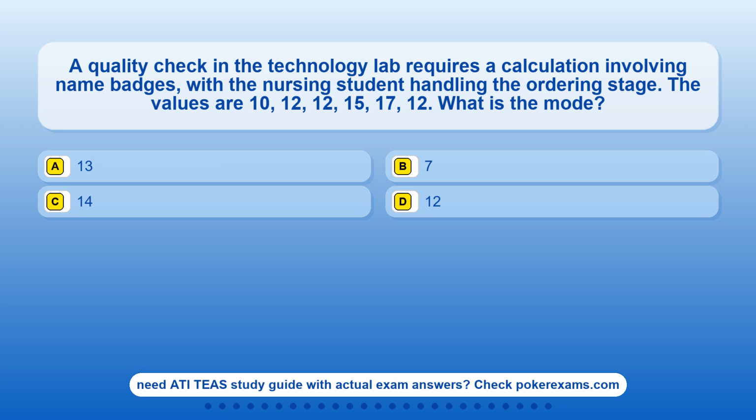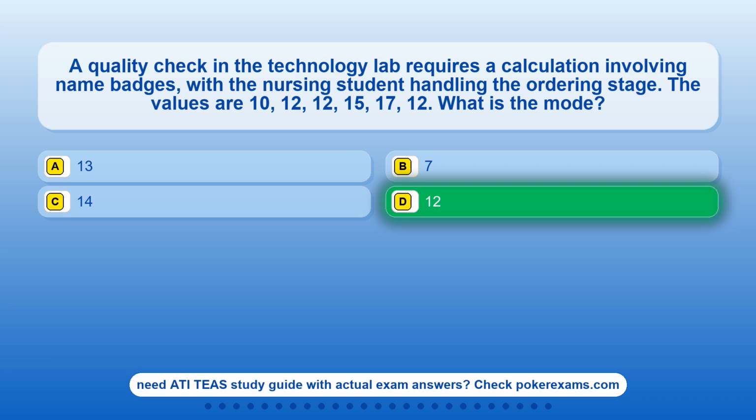Question 18. A quality check in the technology lab requires a calculation involving name badges, with the nursing student handling the ordering stage. The values are 10, 12, 12, 15, 17, 12. What is the mode? Option A, 13. Option B, 7. Option C, 14. Option D, 12. The correct answer is option D, 12.